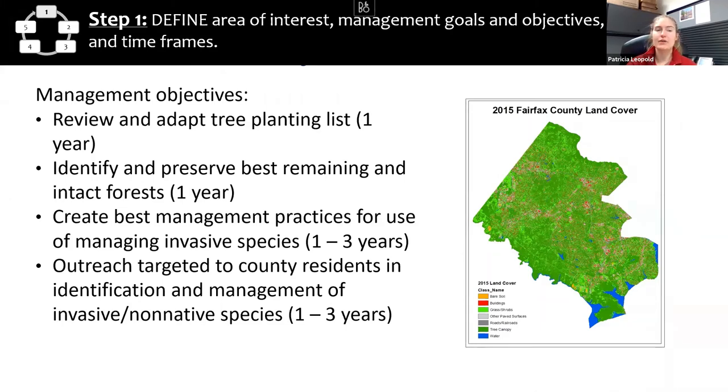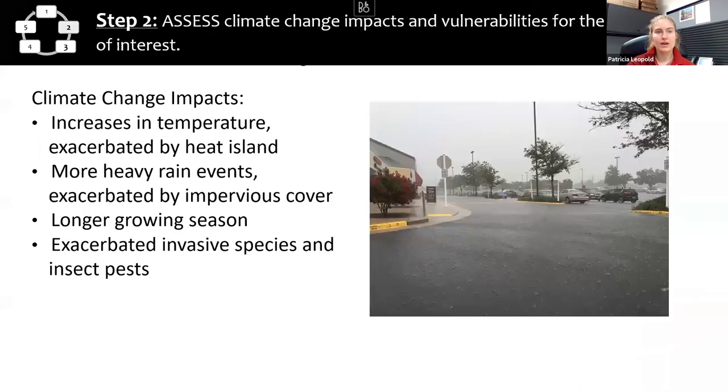So in step one, managers will define their goals and objectives. For Fairfax County, their goals were to review and adapt their tree planting list, to identify and preserve the best remaining and intact forests, to create best management practices for use of managing invasive species, and to do some targeted outreach to county residents to help identify and manage invasive species. So that's their step one. And then in the second step, they identified their key climate change impacts.